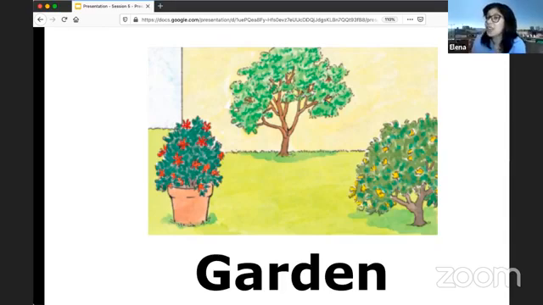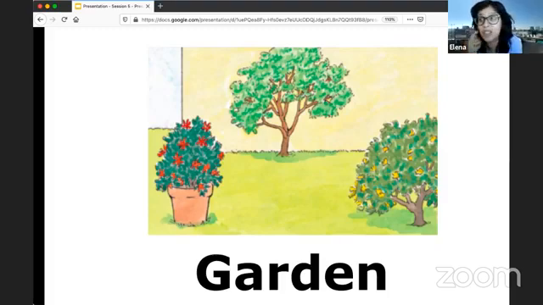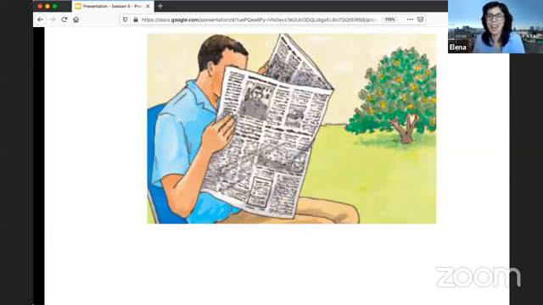Fantastic. So it looks like everybody's been studying and you remember the names of all of these places in the house. So we are going to move on to new vocabulary, though I'm sure you've already been hearing us say it. So it's going to be quite easy. Let's move on to the first one. Aha, that's a good one. We can see a man here and he's in the garden. But the question is, what is he doing? Who can tell us what this man is doing in the garden?